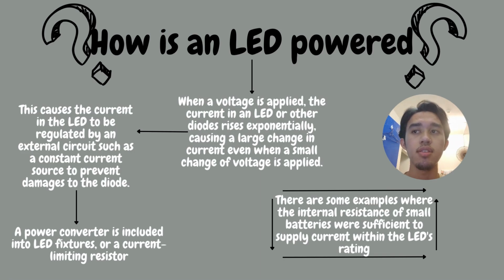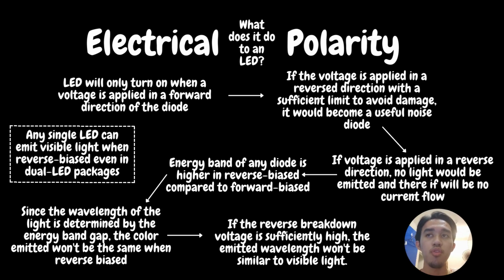The power converter is included in LED fixtures, or a current limiting resistor is used. There are some examples where the internal resistance of small batteries was sufficient to supply current within the LED's rating. Next, we will be moving on to electrical polarity. What does it have to do with an LED? An LED will only turn on when a voltage is applied in the forward direction of the diode.